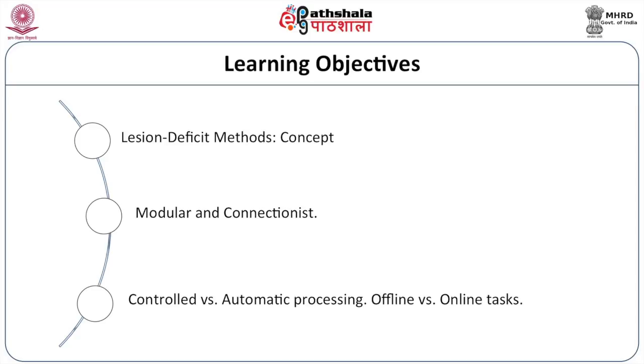One is modular and one is connectionist, and then talk about controlled versus automatic processing, as well as online versus offline tasks which are used in neurolinguistic research, and what are the implications of using these tasks for assessing language impairment in various aphasic syndromes which we discussed in earlier modules. The aphasia, dyslexia, dysgraphia, the whole lot of syndromes we discussed.